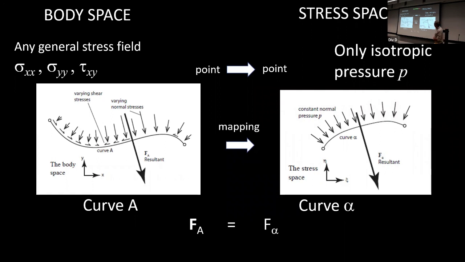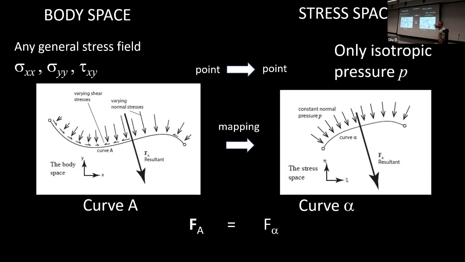And the way it works is that this is your actual space. So over here, this is your body. Let's imagine it's a plate under stress or whatever. You draw any line across your plate, or this section of the side of the beam, and the forces that are acting on that are reproduced over here. There's a mapping from that curve A to this curve alpha in this fancy stress space.